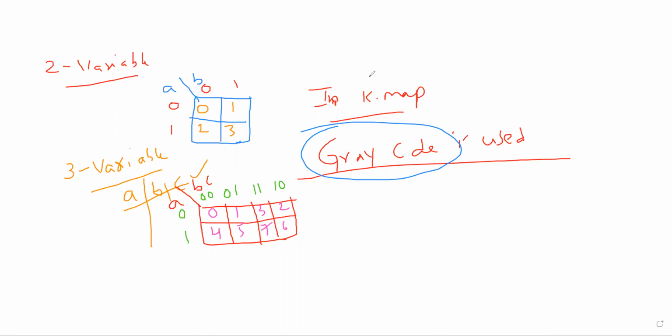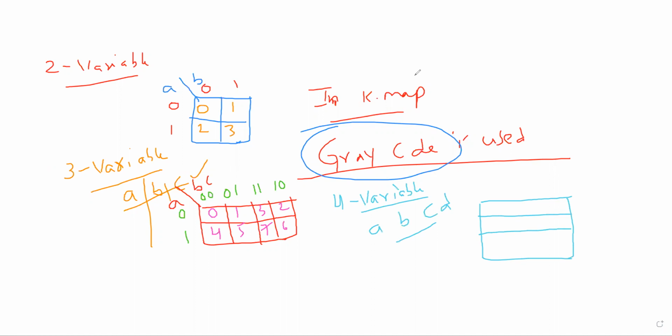Then similarly for a 4 variable K-map, let us consider A, B, C, D as the variables. For a 4 variable K-map, we are having 16 cells.